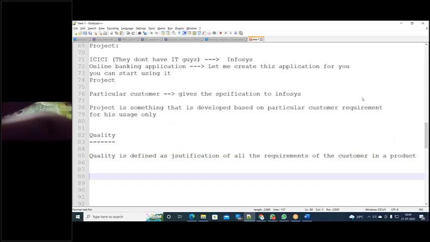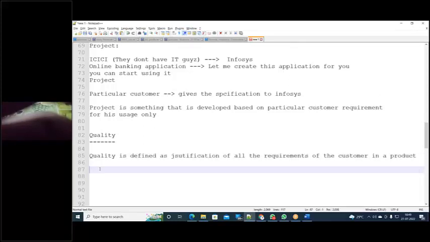Sir Kumar, sir, what is this? It's very difficult to understand. You have given some definition. I'm able to understand a little bit, but not much. Okay, let me take an example, brother. I'll give you a scenario and ask you a question.